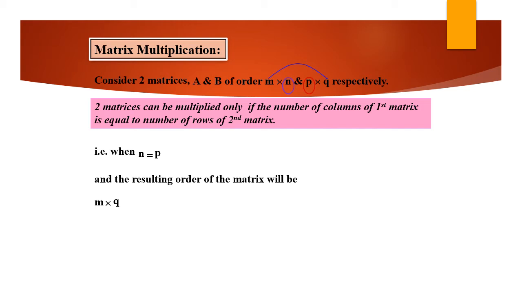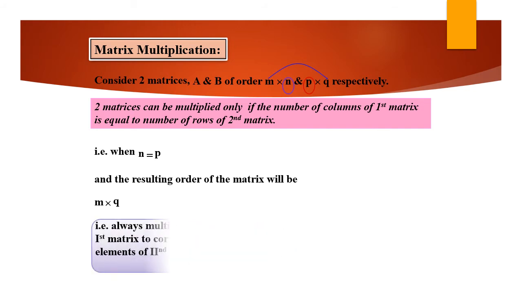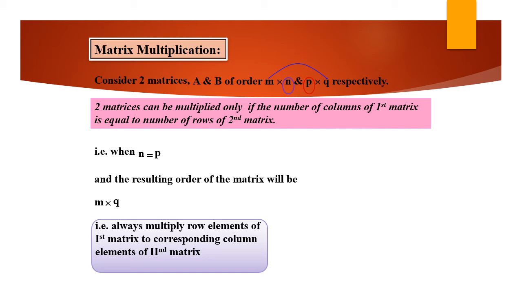So here in the multiplication we need to understand the first condition for multiplication is n must be equal to p, and the matrix obtained on multiplying A and B will be of the order of m cross q. So we multiply the two matrices using row column method. That is, always multiply the row elements of the first matrix to the corresponding column element of the second matrix. So we will consider an example to understand the row column method.